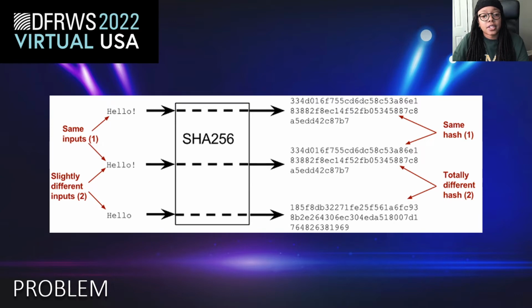And so this is a perfect example of how the slightest change to a file can change a file completely. So if we were looking to see if we had something to the effect of hello with an exclamation point, that will go unfound during an investigation because the file hashes are completely different.